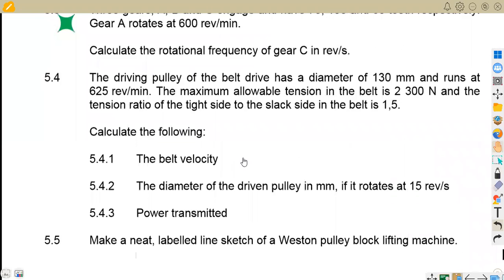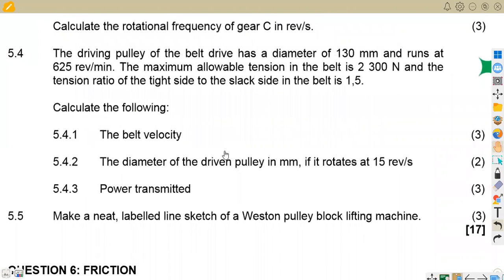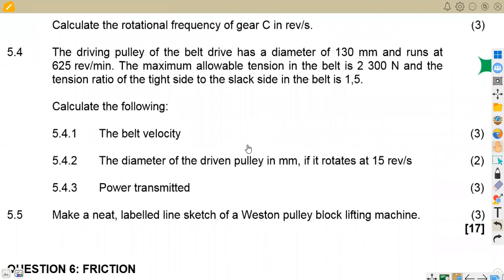On 5.4, we are given that there is the driving pulley of a belt drive. We've got a diameter of 130. So take note, this is the driving pulley, and it runs at 625 revs per minute. All right. Then the maximum allowable tension in the belt is 2,300, which is on the tight side, because it's the maximum. Okay. And the tension ratio of the tight side to the slack side is 1,5.